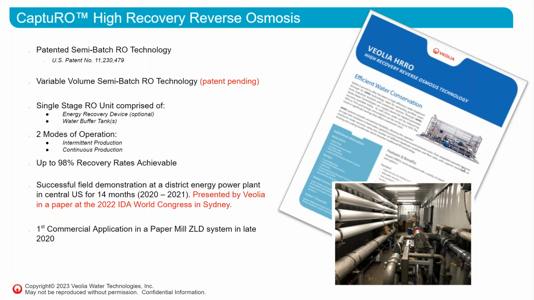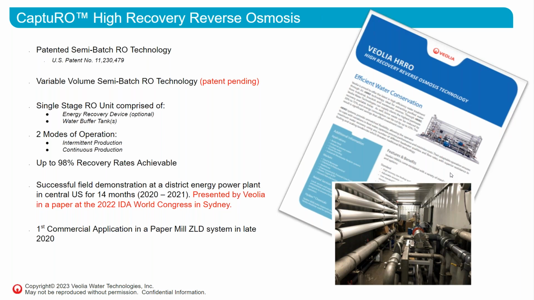So as a result of these industry drivers, Veolia has developed this new steady state semi-batch RO technology called CaptuRO, and it's covered by a US patent. We also have another variable volume configuration of CaptuRO, which I'll briefly talk about later, and that version is patent pending.